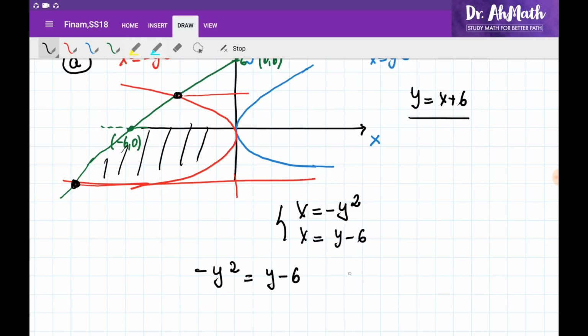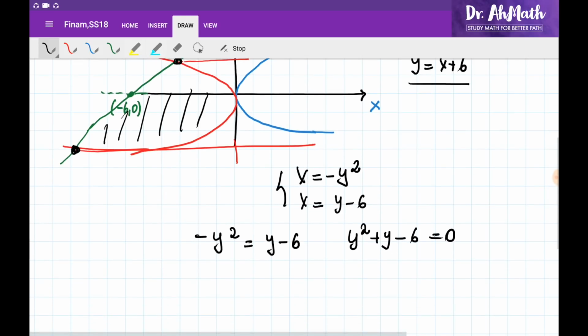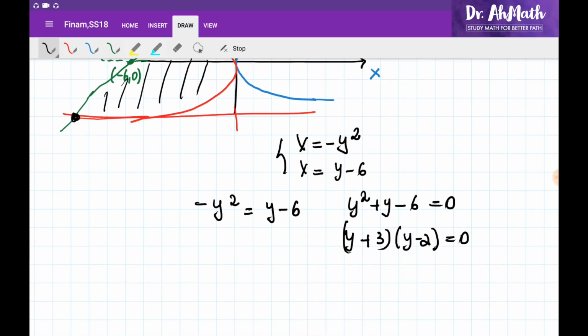If you put everything to the left, it's going to be y squared plus y minus 6 is equal to 0. So you can write this as y plus 3, sorry, multiplied by y minus 2. So it means that the roots of this equation are y1 is equal to minus 3 and y2 is equal to 2.